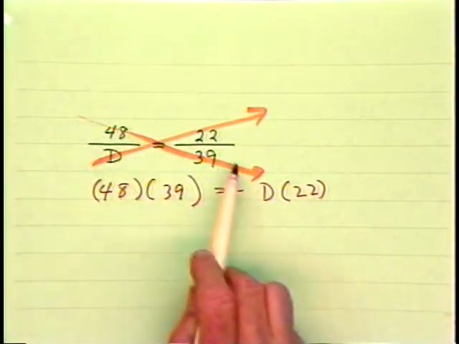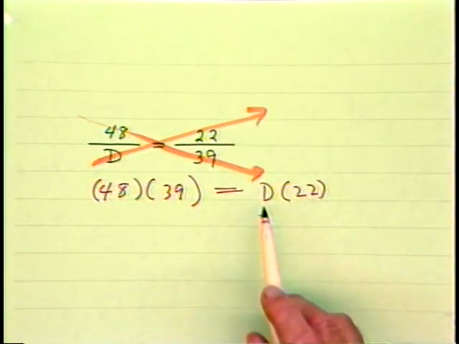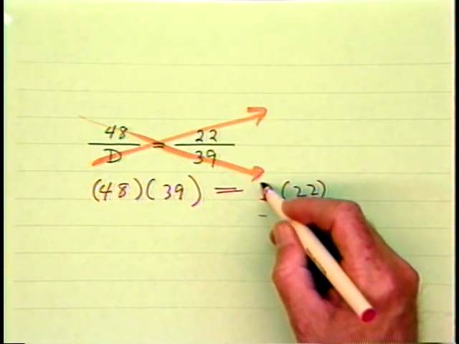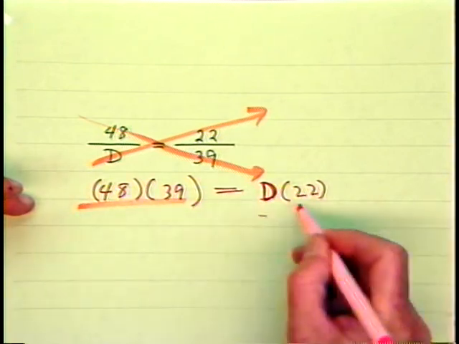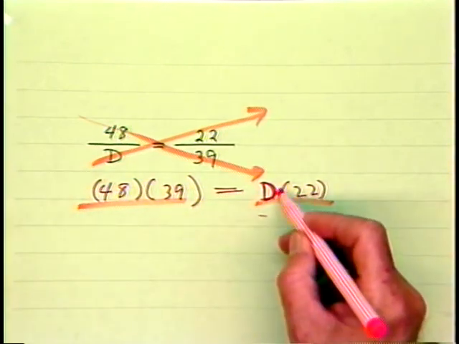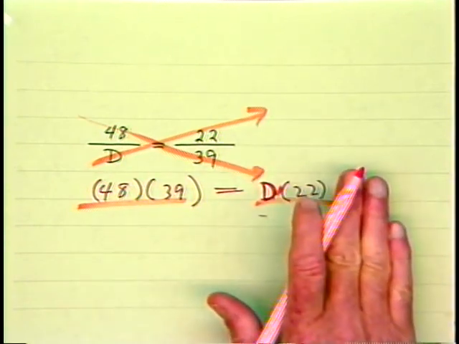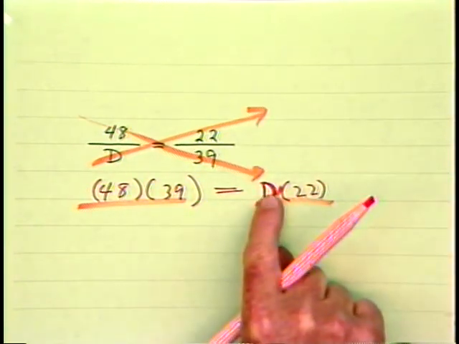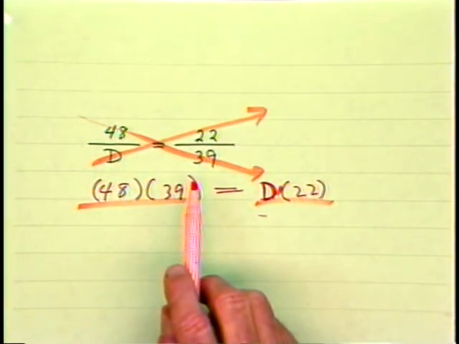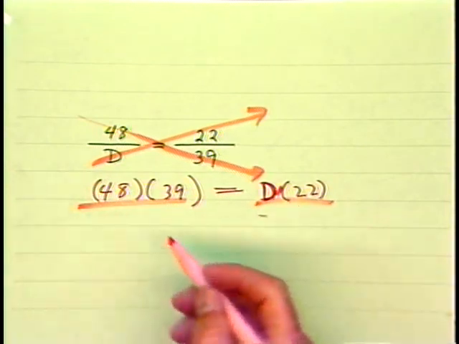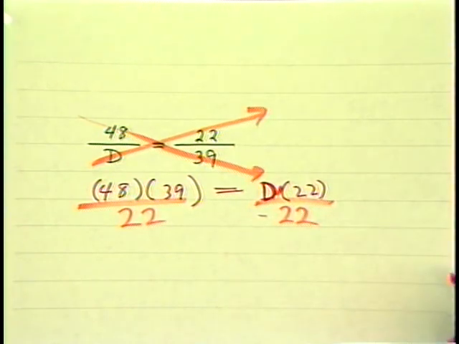Okay, so top times bottom, set equal to bottom times top, then concentrate on the unknown, the variable, then divide both sides by the multiplier of the unknown, which in this case is 22, and on this side of the equation. And to recall, the unknown could appear on either side of the equation depending on where in this proportion it was. But wherever it is, you divide both sides by the multiplier of the unknown.